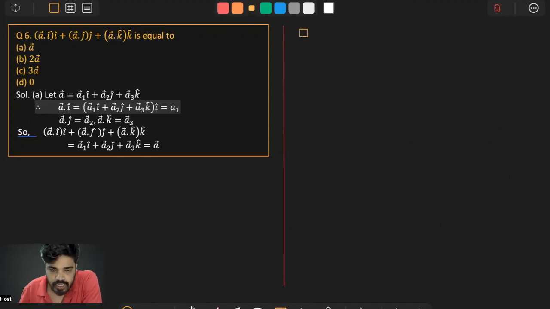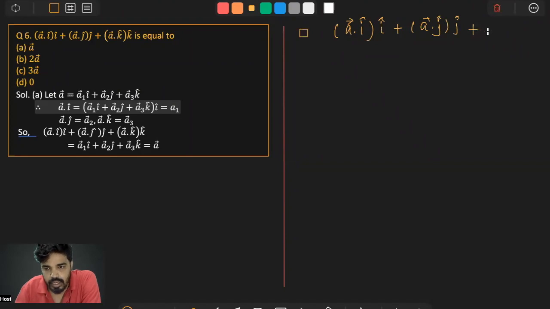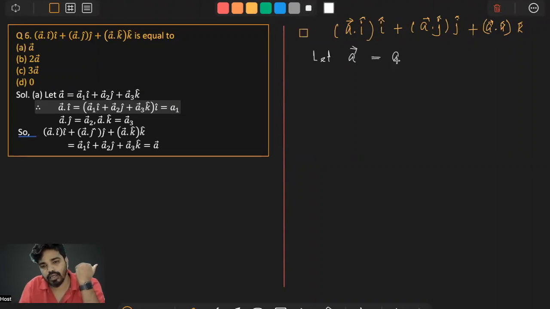So here what is given? A dot I, that we have to calculate: A dot I times I plus A dot J times J plus A dot K times K. Suppose we consider, let the vector A is equal to A1 I plus A2 J plus A3 K.